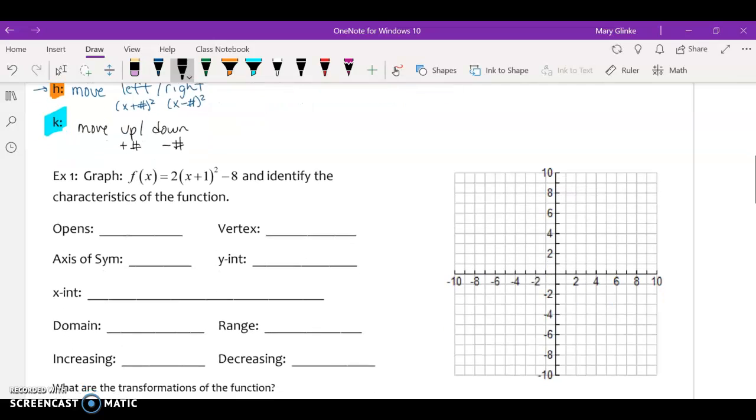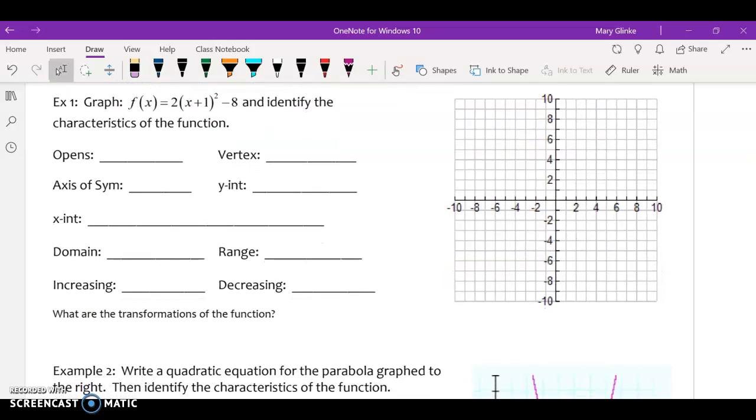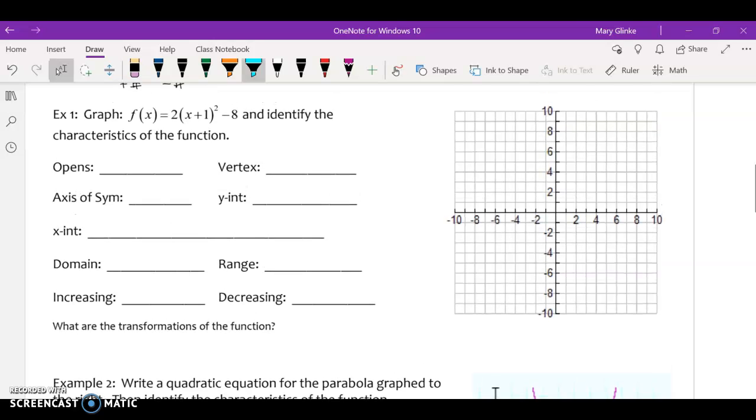So let's take a look at example 1 here. So we want to graph this and then basically do everything else from there. So this 2 out in front is your a value. That means there's a vertical stretch of 2. The plus 1 is your h value. Since it's plus 1, it's actually going to be moving my graph left 1. And the minus 8 at the end here, this is my k value.